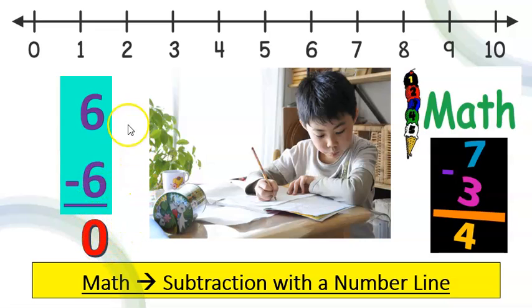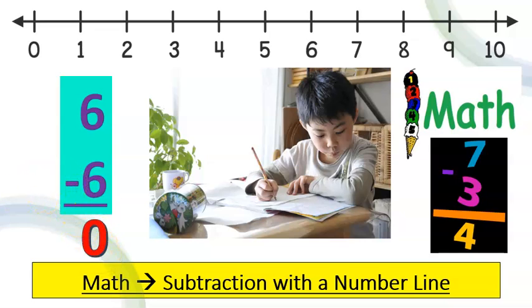Let's read it again. 6 minus 6 equals 0. Because we start at 6, we jumped back 6 numbers, okay? Because that says minus 6, we landed on 0, which is here. Sometimes your subtraction equation is going to look like this. You're going to get 0. It's the same thing, okay?